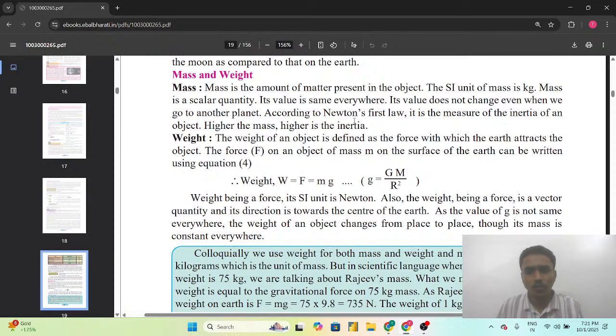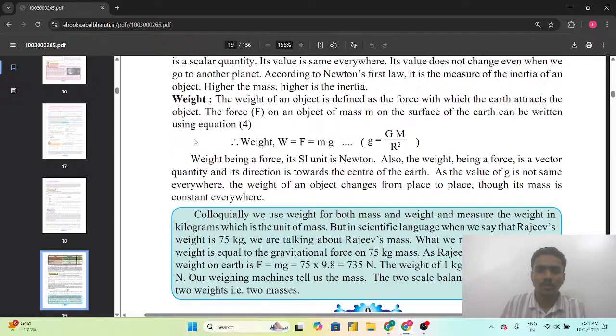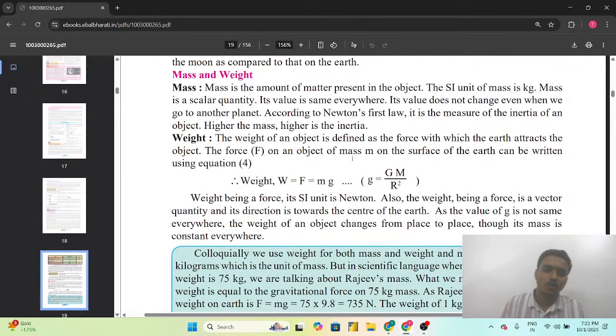We have to think about it also. And according to Newton's first law, mass is the measure of the inertia of an object. Higher the mass, higher is the inertia. So weight. मास के बारे में तो हमने देख लिया. अभी वेट क्या है? Weight of an object is defined as the force with which the earth attracts the object.